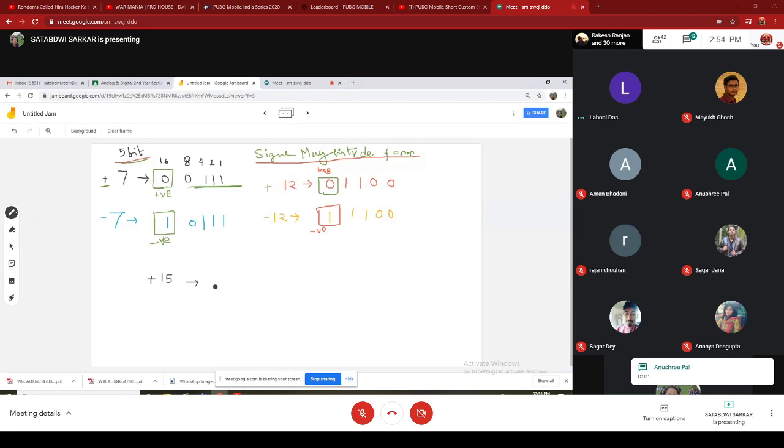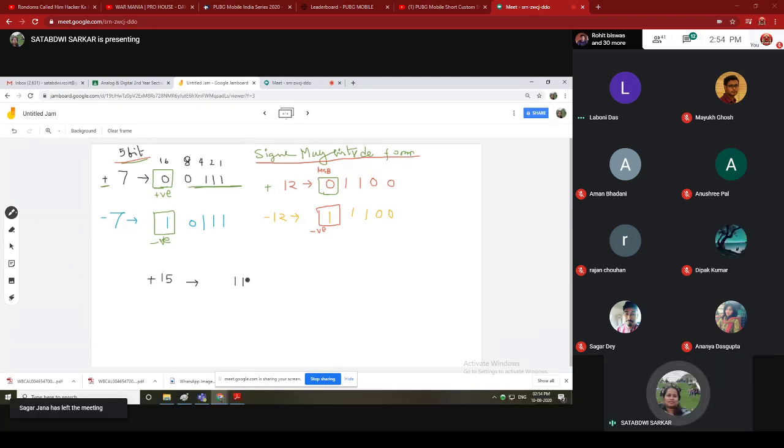1111. Okay, it is 1111, but your answer is not 100% correct, because there will be a zero bit in the beginning. Yes, because this 0 represents that it is plus 15.